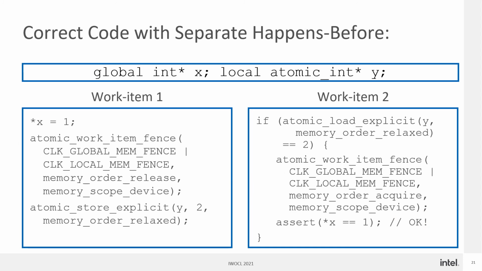It isn't completely catastrophic. We can write code that is correct with the separate happens before relation, but it's really awkward to do so. In this case, we have the same store to X. We have a work item fence that's working on both address spaces, and we have a synchronizes with relation between the producer work item and the consumer work item. We have atomic operations that are going to provide the necessary sequenced before and happens before relations. So we can get the behavior. We can assert that work item number 2 will see the store to X, but it's very cumbersome to do so.